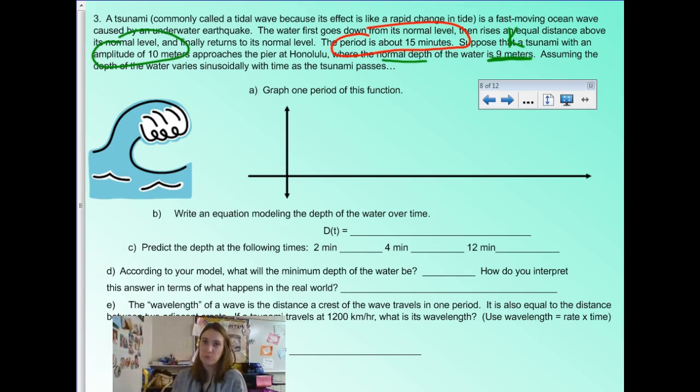Okay, so if I'm thinking about what the sketch looks like, because I think that's the most important part of this problem, is to actually sketch it out. Our normal ocean depth here at the pier is 9. It's got an amplitude of 10. So it's going to go down to -1. I should have made this smaller, my bad. And then up here to 19.